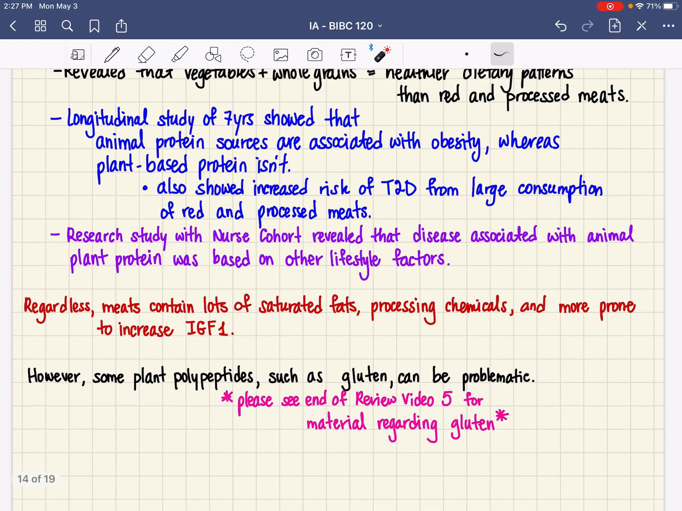Then we looked at another research study that used a cohort of many nurses, and I call it the nurse cohort research study. Hopefully you remember it that way. And this revealed that many diseases are associated with animal and plant protein.